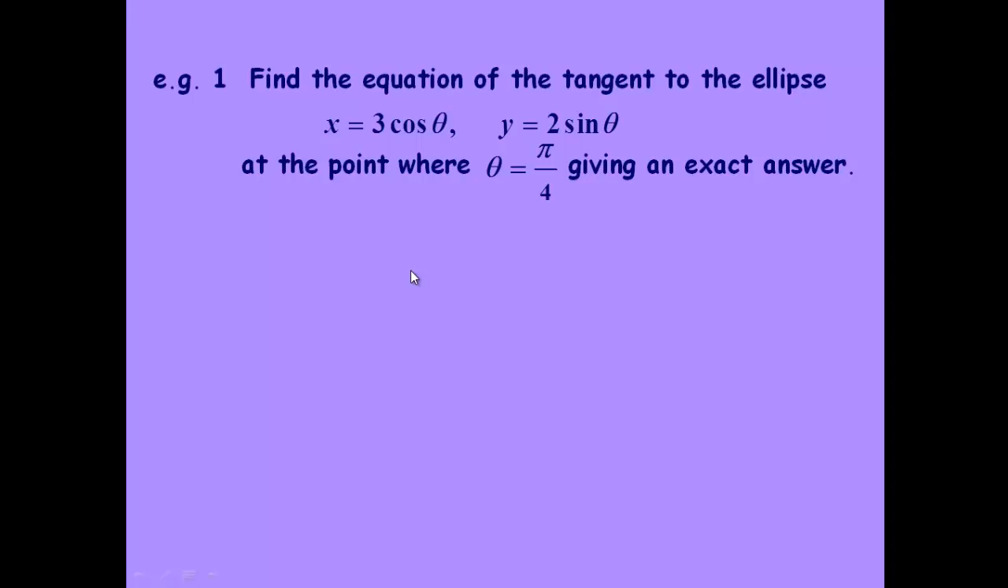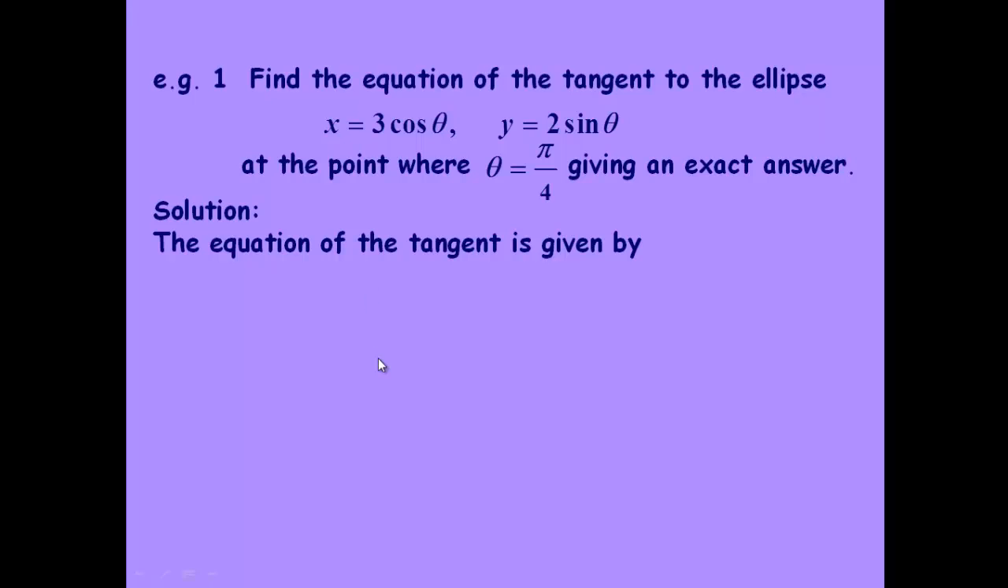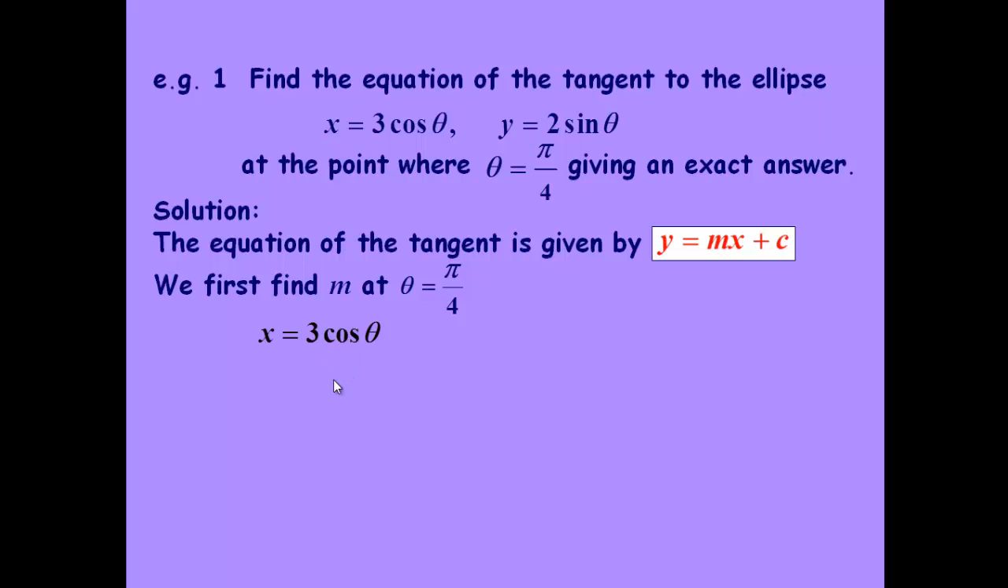So the first thing we do is we differentiate. x equals 3 cos theta, so dx/d theta: remember cos goes to minus sine, 3 stays there, the angle always stays the same, so we get minus 3 sine theta. For our y term, sine goes to cos, so we just get 2 cos theta for dy/d theta.